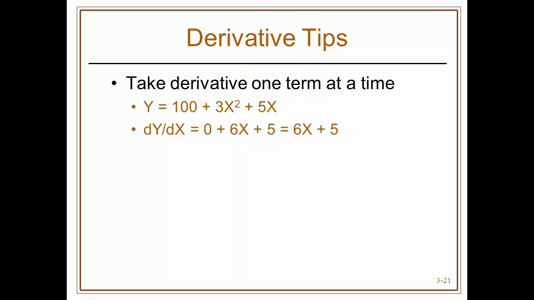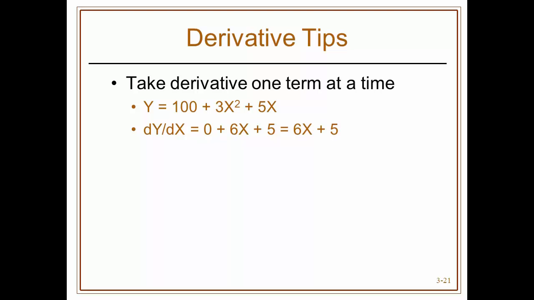So the derivative of y with respect to x on that first term just becomes 0 because 100 is a constant. The 3x squared term, we already figured out how to take that derivative. 2 times the 3 times x, and then you subtract 1 from the exponent, so you get 2 times 3x to the first, or 6x.